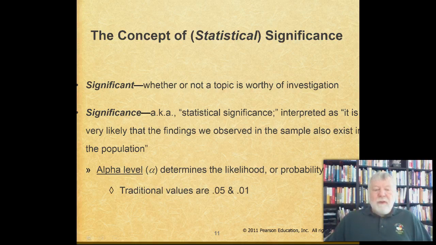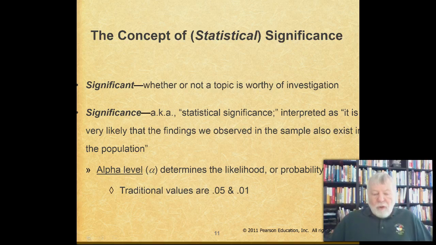In research, we sometimes toss around the words significant and significance, and it's important to understand the difference between these two terms. When we say that something is significant, it is really a question about whether a topic or a research problem is worthy of investigation. When we talk about significance, we refer to statistical significance. That is interpreted as meaning it is very likely that the findings we observed in the sample also exist in the population.